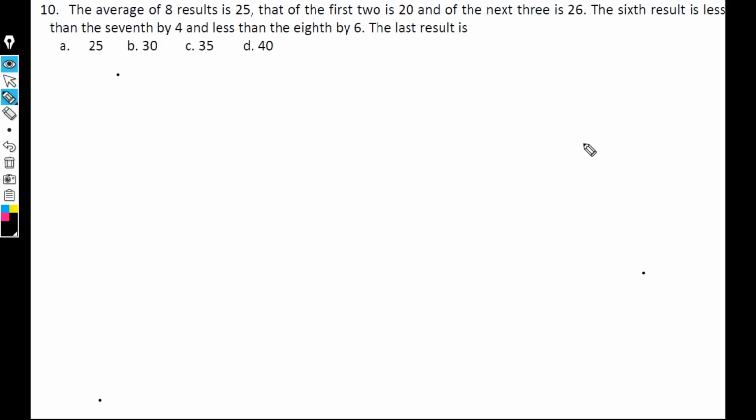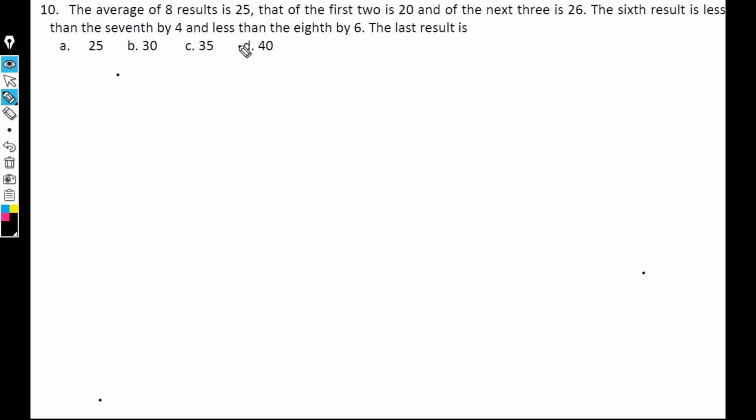Come on guys, be quick, those who have left. Right, correct, correct everyone, correct.